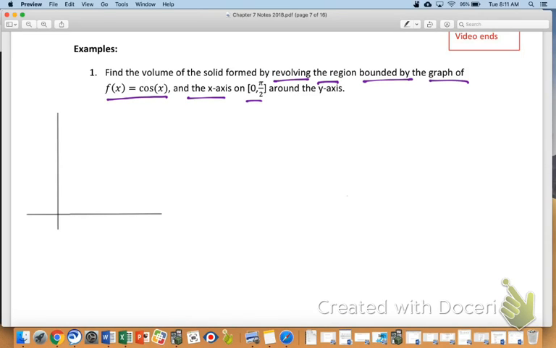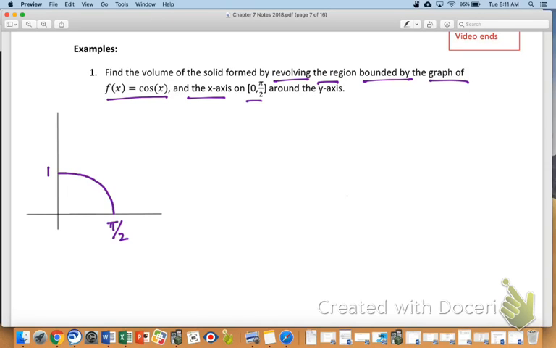We've got to understand what this region looks like. The graph of cosine of x looks something like that. Let me try one more time. From 0 to pi over 2, something like that. Can you see how that region on that interval is bounded by 0 to pi over 2, the x-axis, and then the graph of cosine of x?